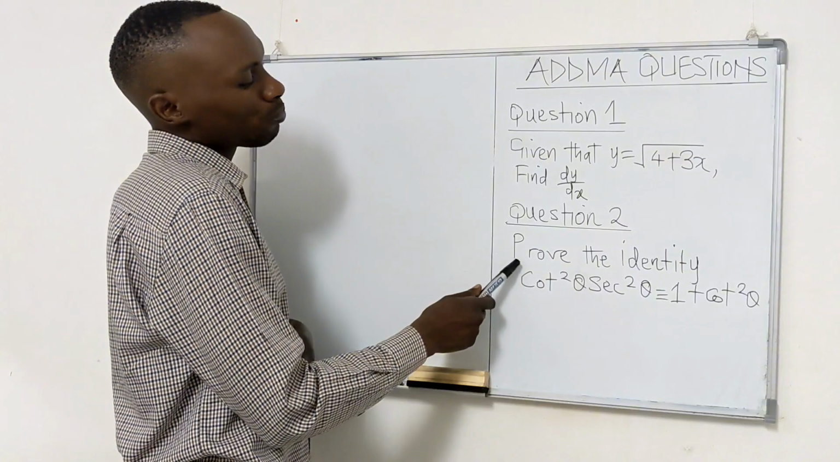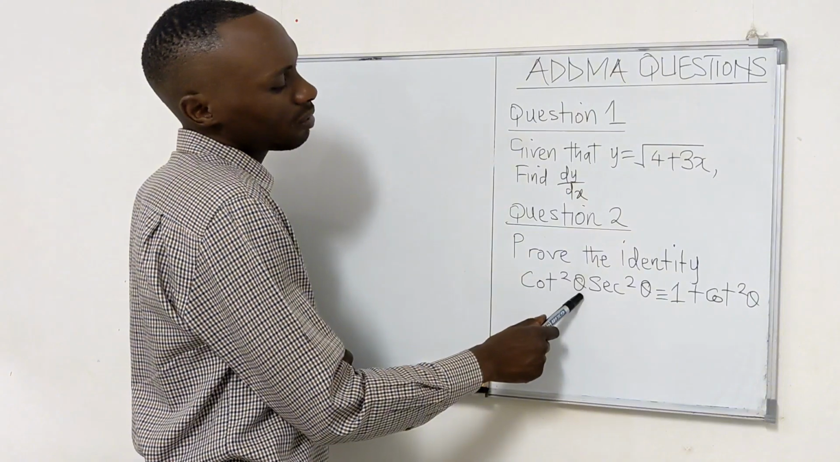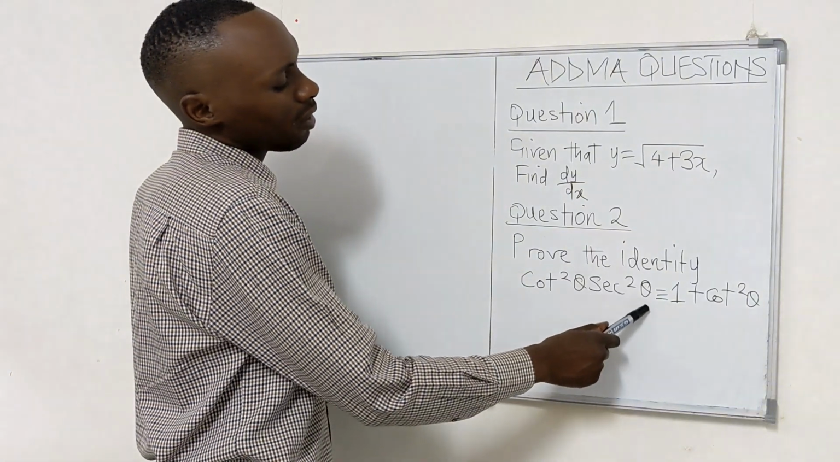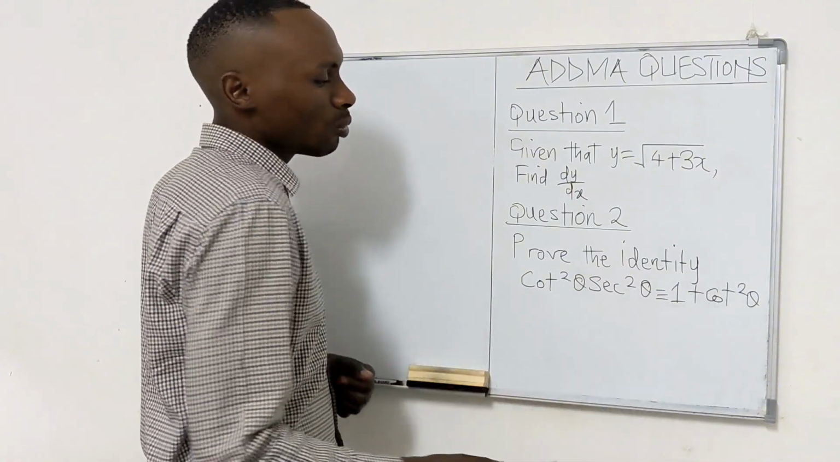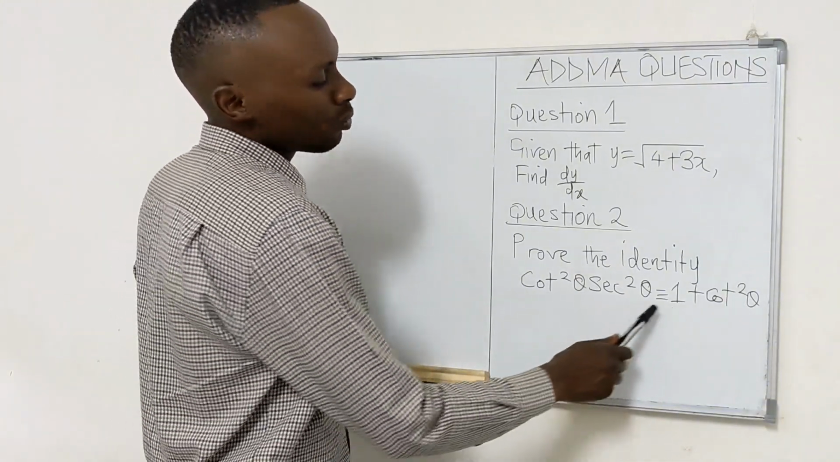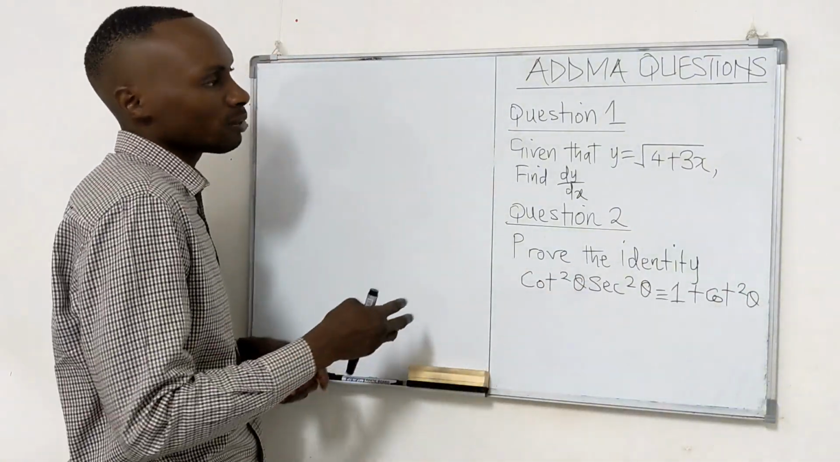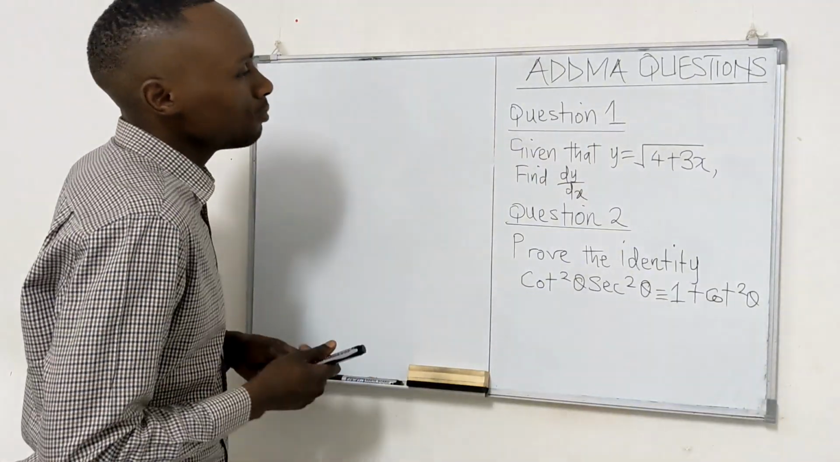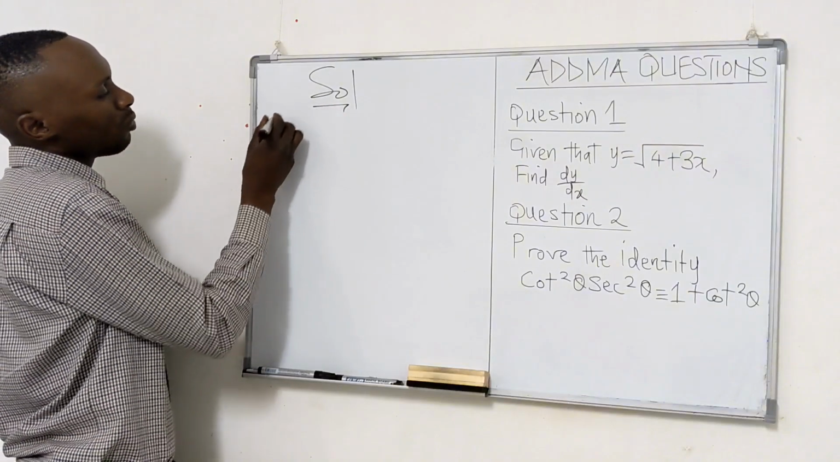Then question 2, prove the identity cot squared theta sec squared theta is equivalent to 1 plus cot squared theta. So we want to prove the left hand side is equivalent to the right hand side. So we'll come and work it out later on. Let's start with question 1. So for our solution, starting with question 1.